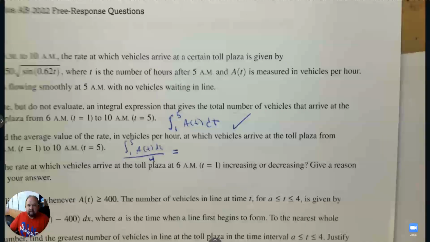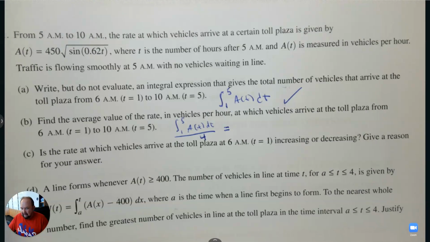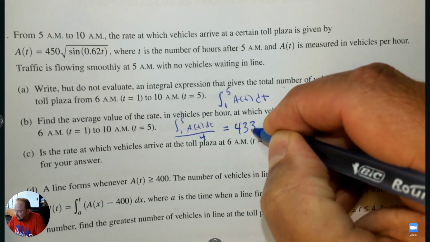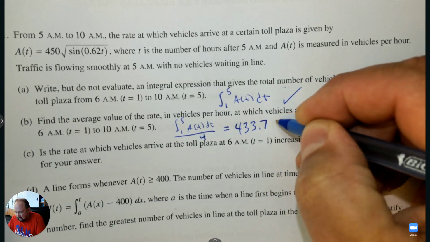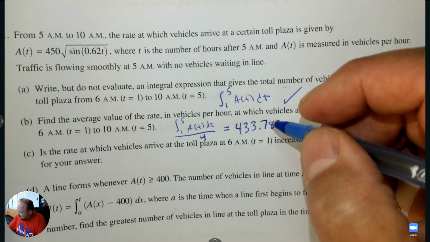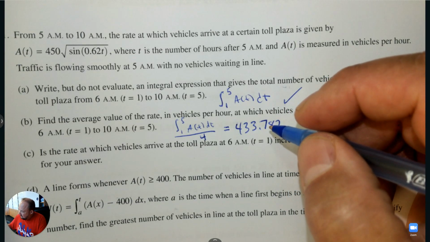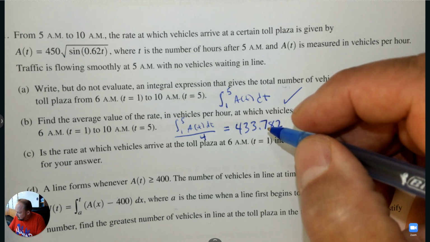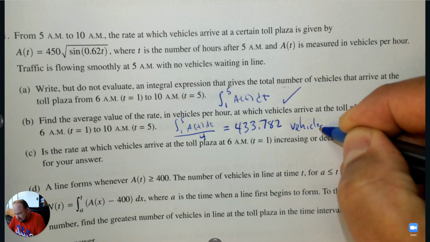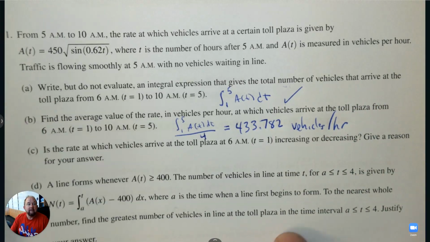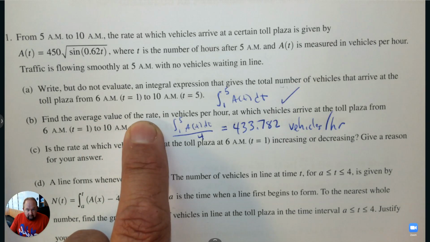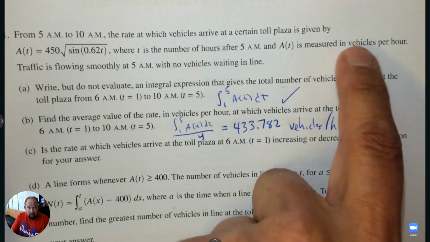So the average value, again, 3 numbers after the decimal, is 433.782, and then we need a unit, which is vehicles per hour. What's the average value of the rate? The answer is a rate, which is vehicles per hour.